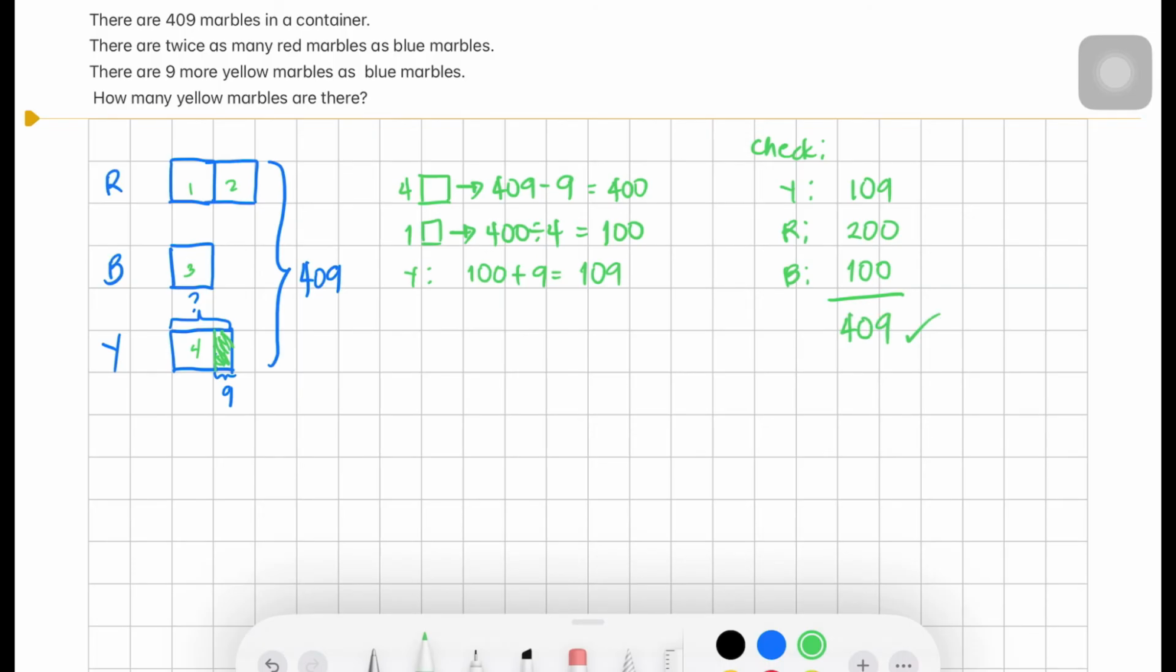So that means our final answer will be there are 109 yellow marbles.